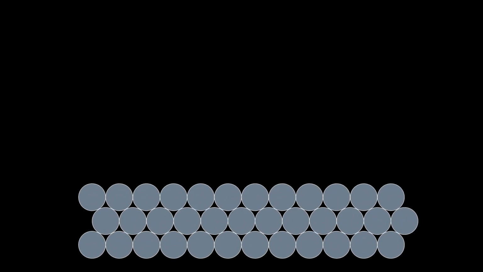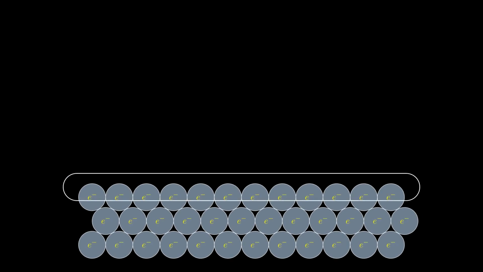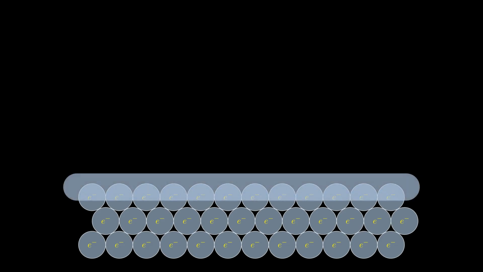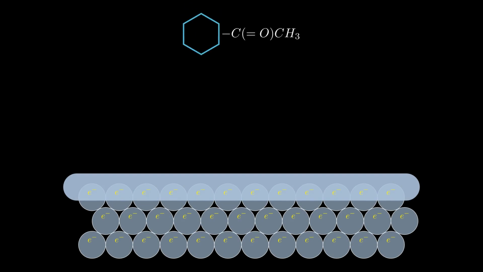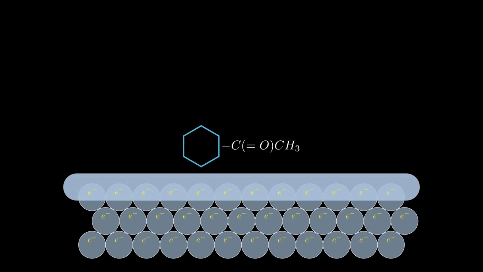Picture the zinc atoms as a reservoir of electrons, eager to be given away. The mercury isn't just there for show. It coats the zinc, preventing it from reacting too quickly with the acid and ensuring the electrons are delivered steadily to our organic molecule. Watch what happens when our ketone nears this metallic surface.